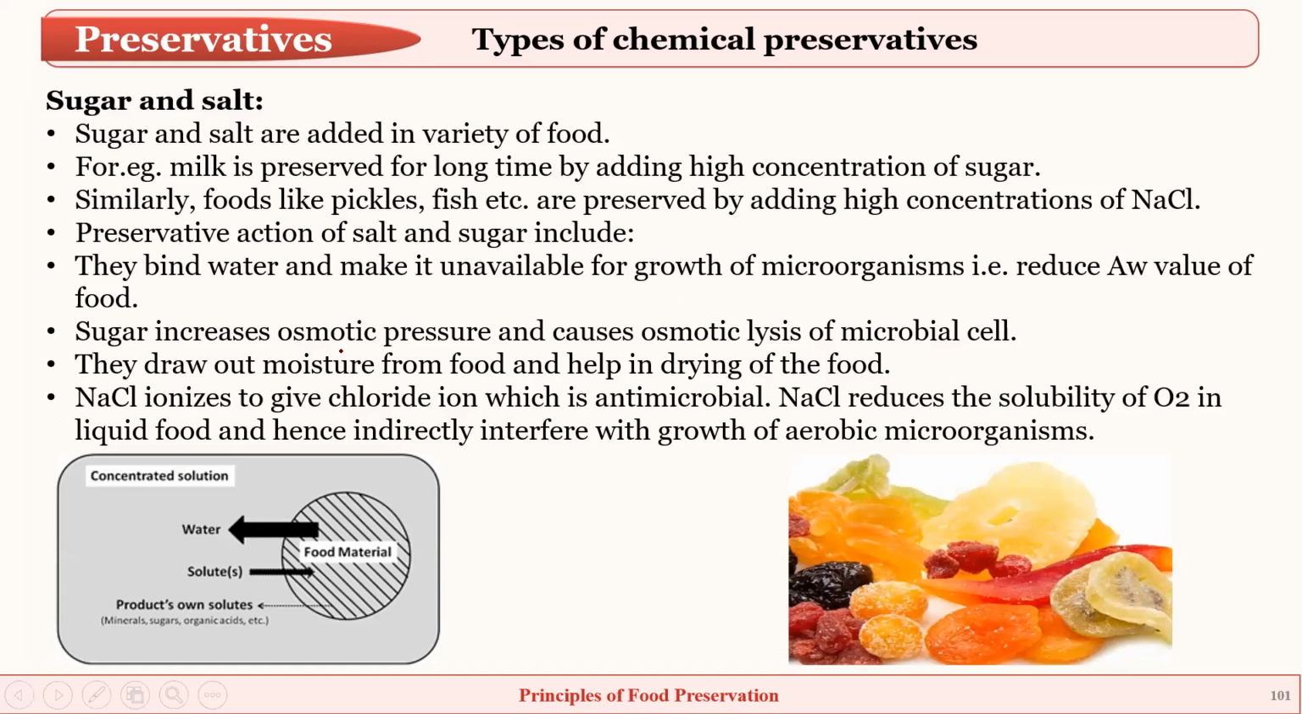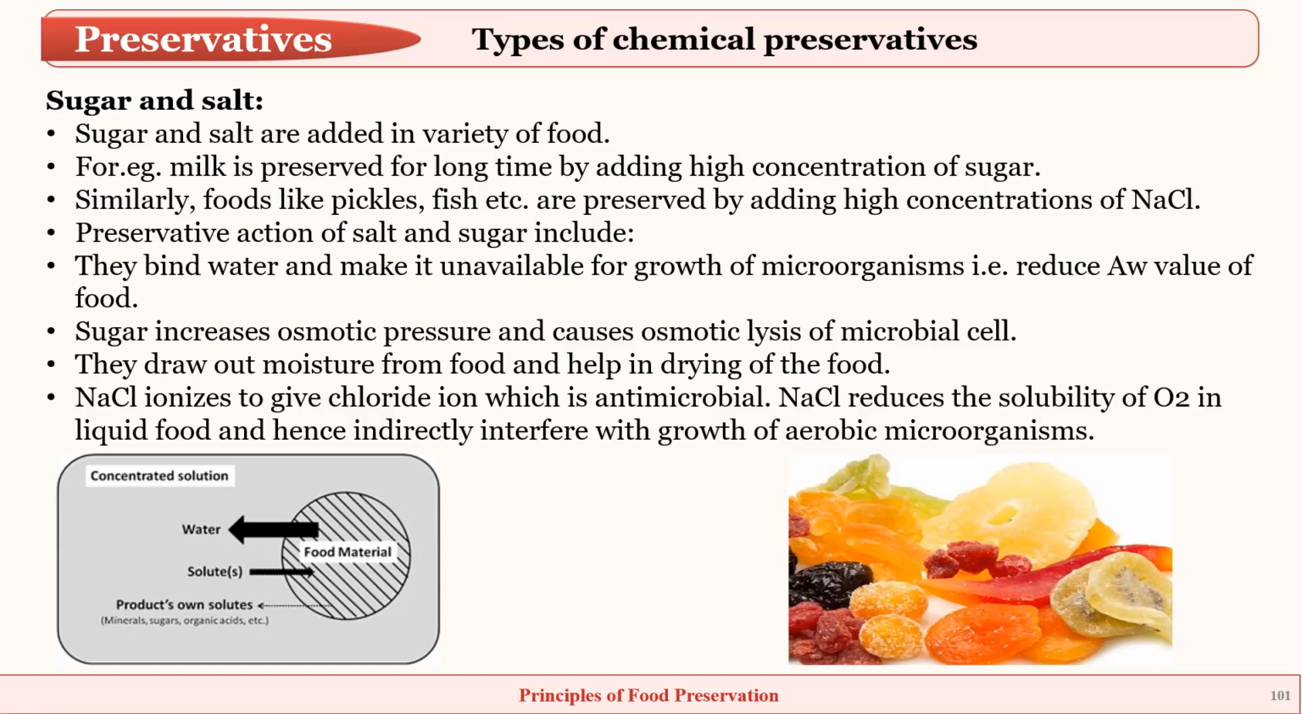Another very well known and common preservative that is being used is sugar and salt solution. Okay, we use sugar and salt in a variety of food products, for example jam, jelly, or the salt is commonly used, more than 20% salt is added in pickles, most commonly consumed in India, or dehydrated fruits or osmotically dehydrated vegetables wherein mostly sugar is used. Okay, or milk is preserved for a long time by adding a high concentration of sugar, and the example is milkmaid, that is condensed milk. Okay, or evaporated milk.